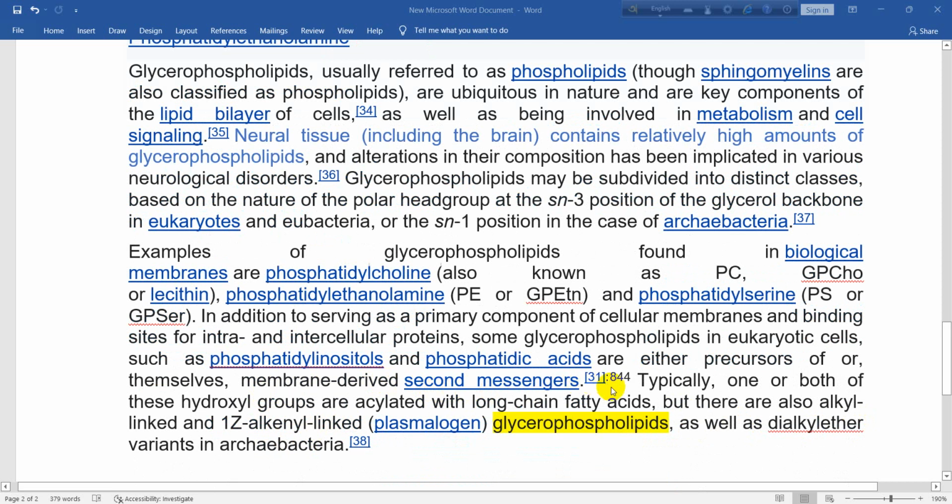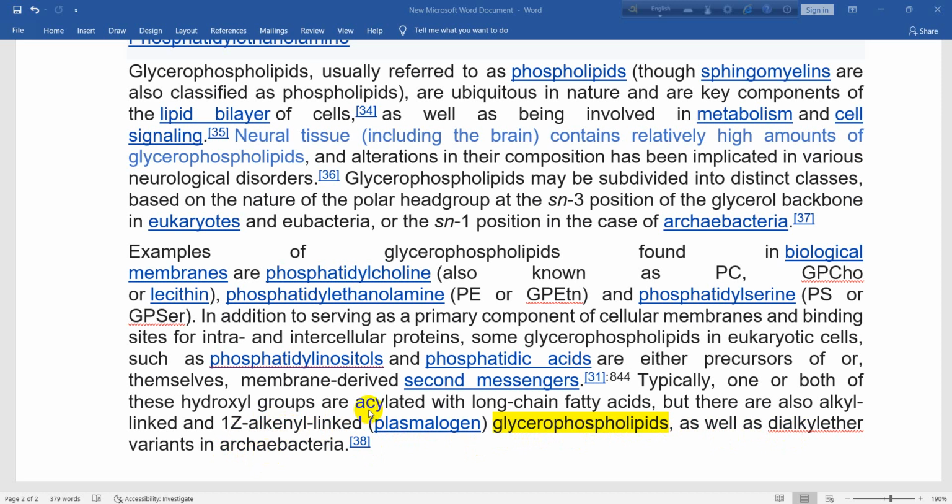Typically, one or both of these hydroxyl groups are acylated with long-chain fatty acids, but there are also alkyl-linked and 1Z-alkenyl-linked plasmalogen glycerophospholipids, as well as dialkylether variants in archaebacteria.